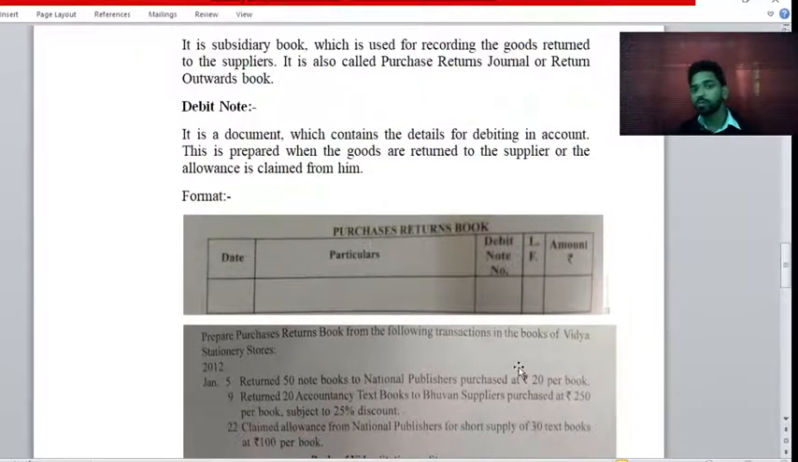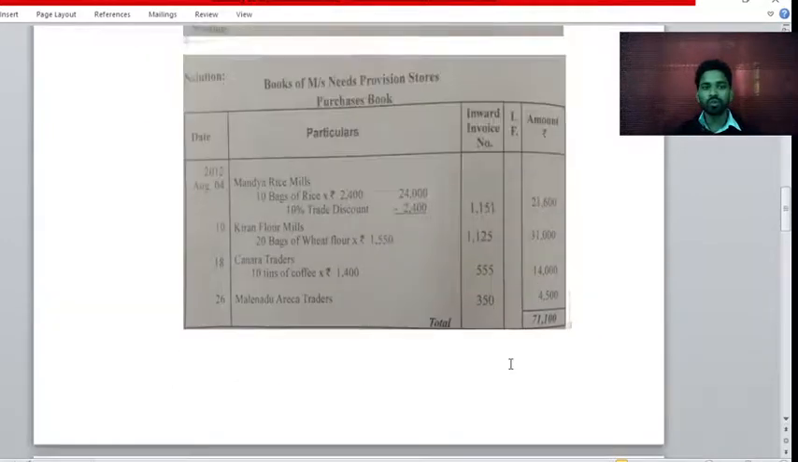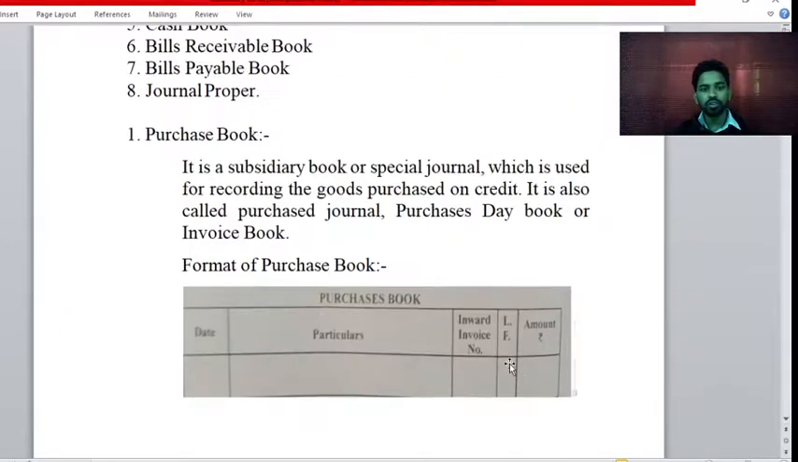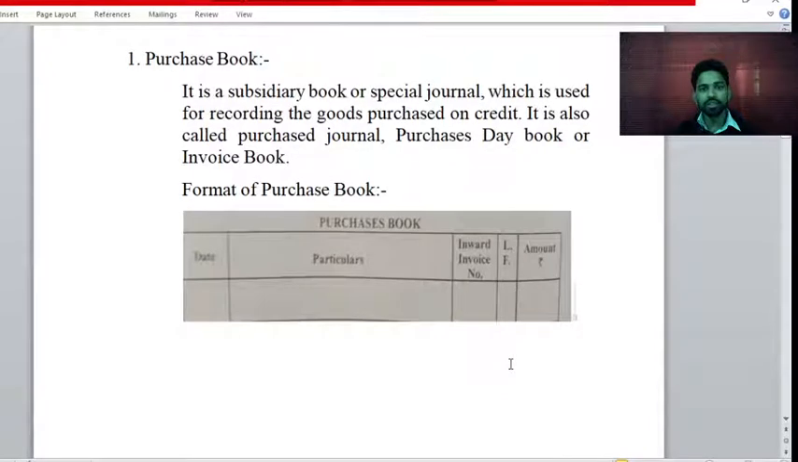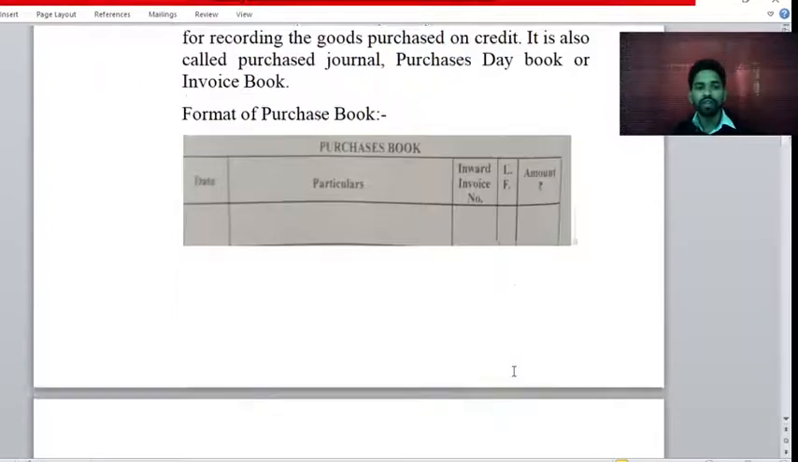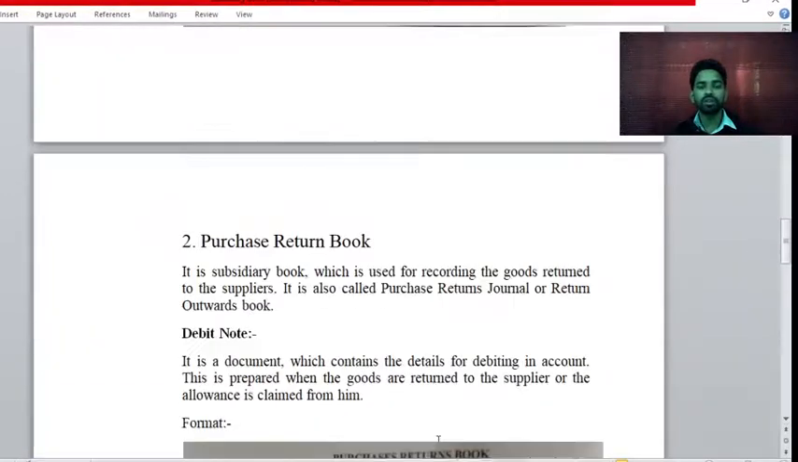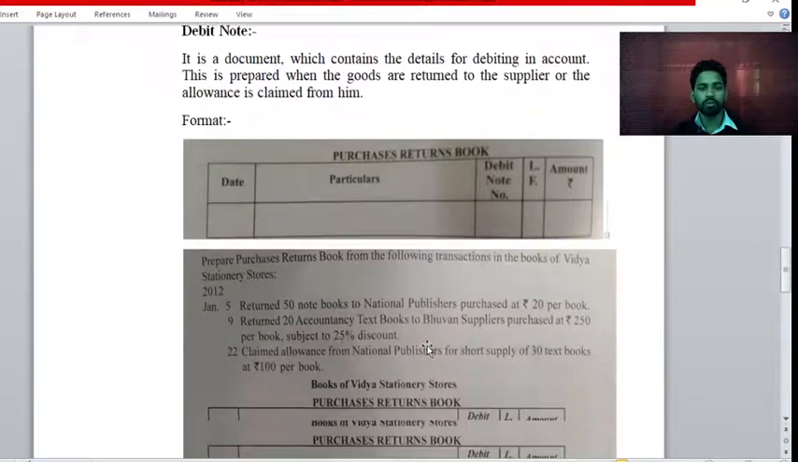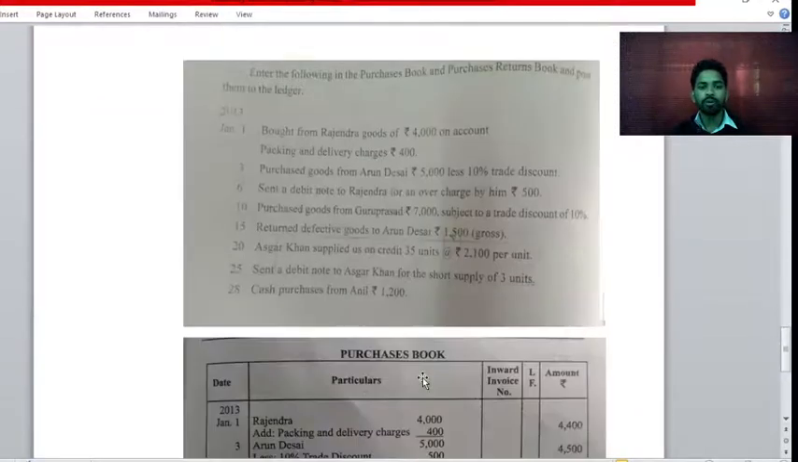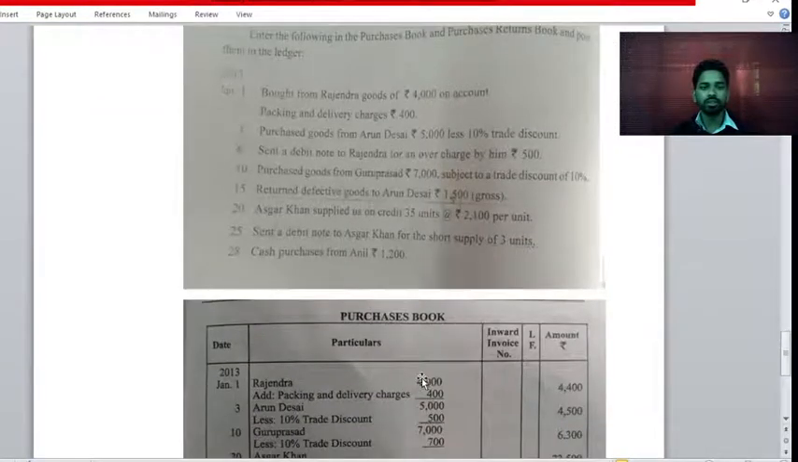And the purchase book, you know that. How do we prepare the purchase book? The purchase book is a subsidiary book which is used for recording goods purchased on credit only. Like this we have to prepare the purchase return book as well as the purchase book. Now see, one more problem we will see on the purchase book as well as the purchase return book.